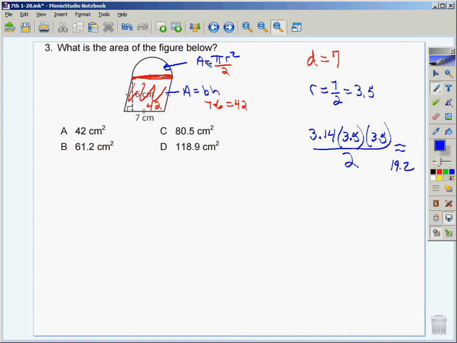What do I get for my total area when I add those together? 42 and 19.2 when I add them together gives me 61.2. Everybody see how I did number 3? I separated out the two pieces, I worked out the two formulas, added them together.